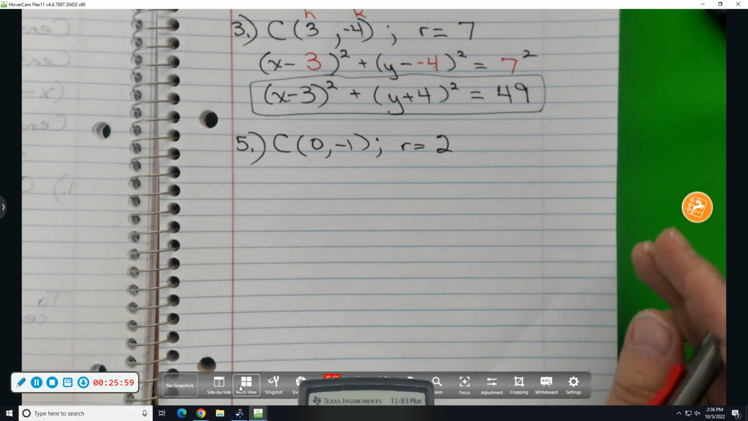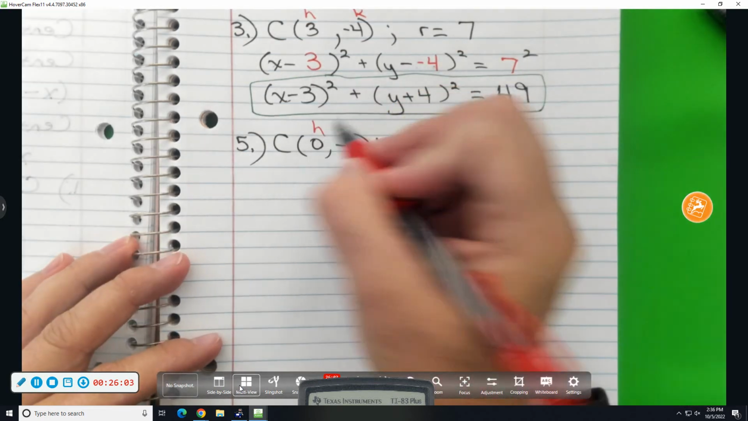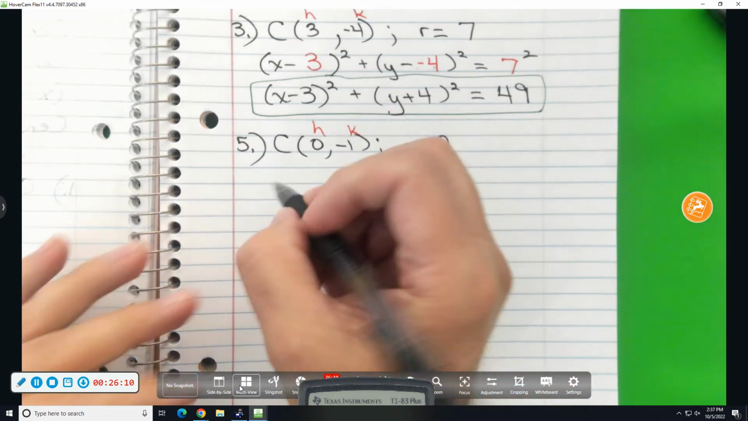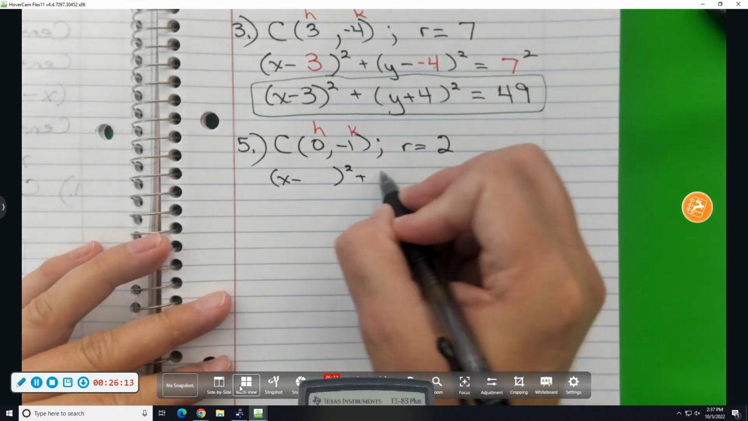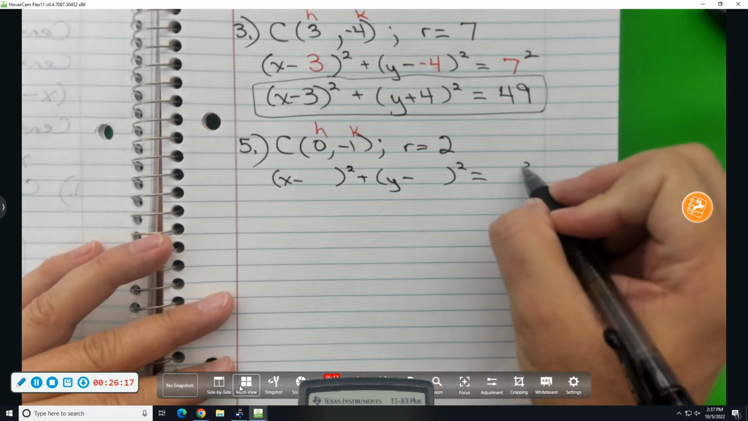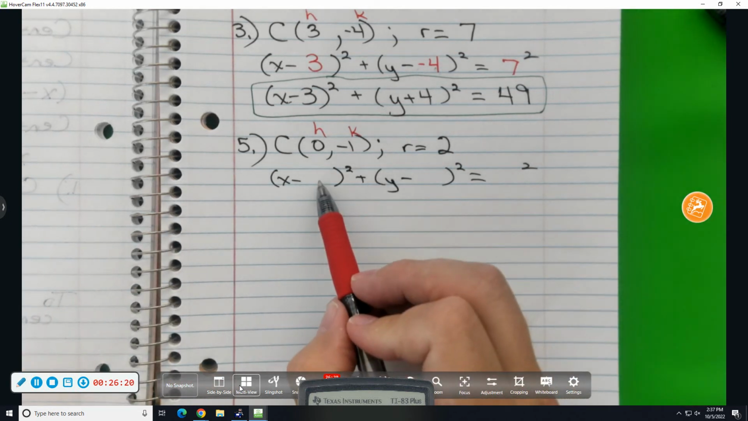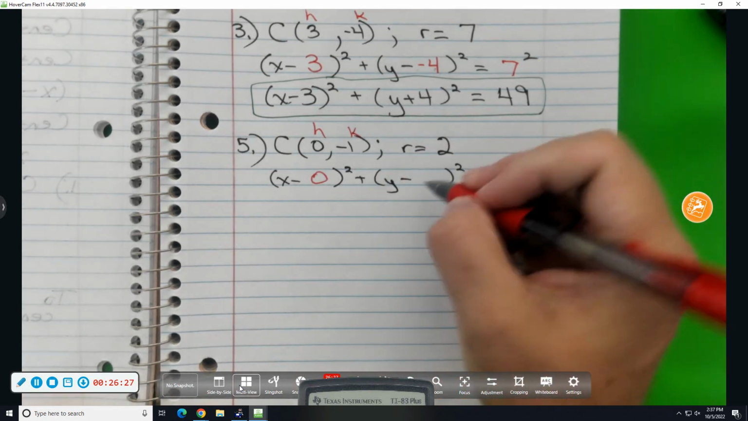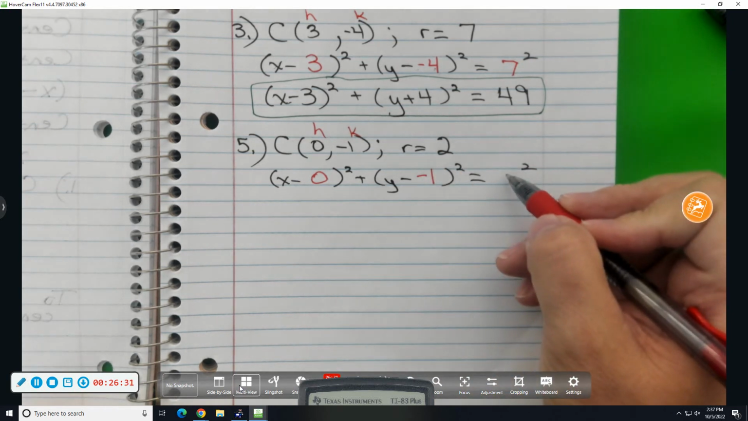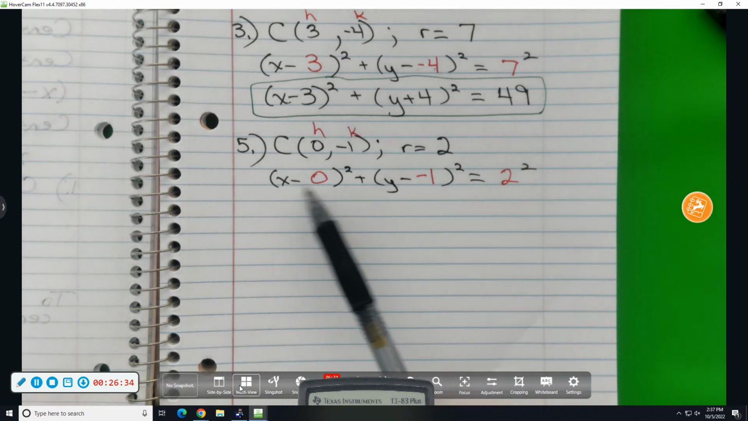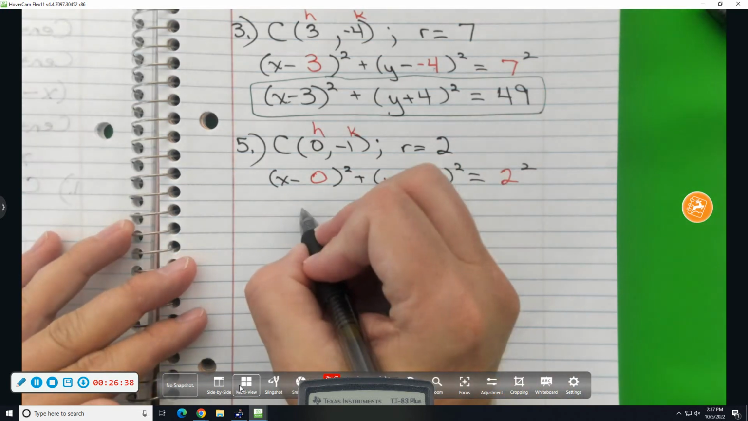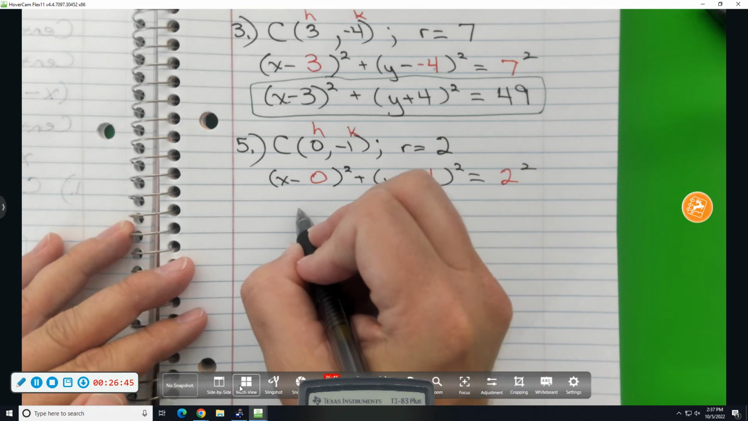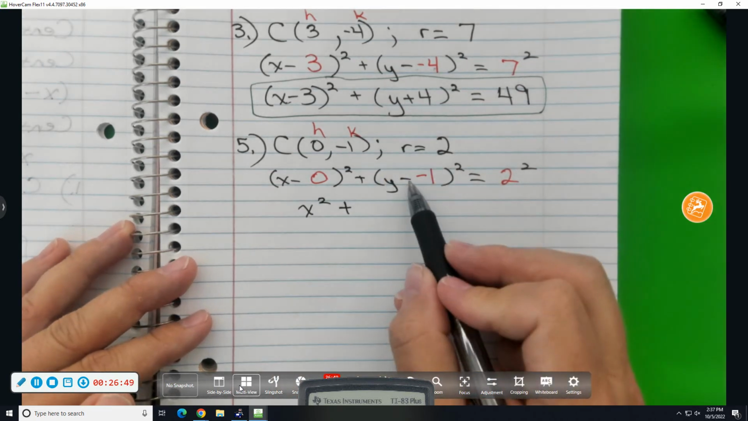What number is acting like H? 0, okay. What number is acting like K? -1, and we know the R value. So we have X minus, Y minus, there. What number is going to go here? 0, here, -1, here, and X minus 0, that cleans up very nicely. X minus 0 is equal to X, so we have an X squared plus, what's going to happen with these double negatives?